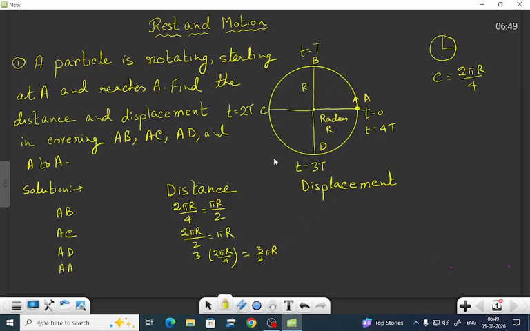And from A to A, the total distance is 2 pi r, because the total circumference is 2 pi r. So the total distance is this one.